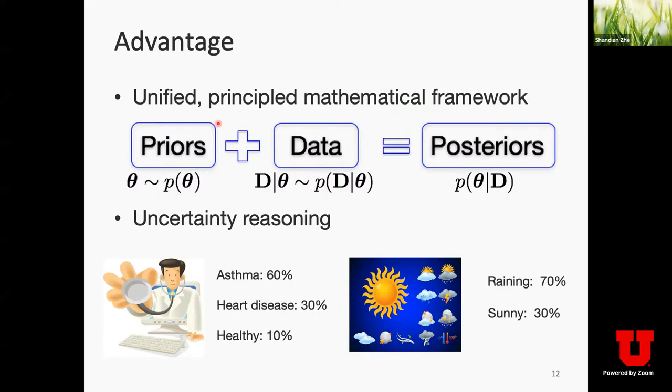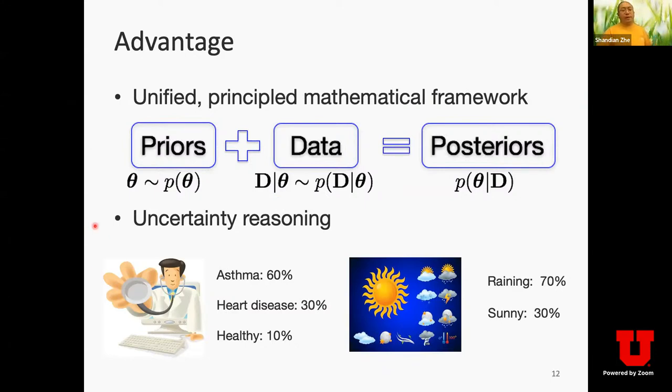Your goal is to compute the posterior distribution. Of course, the posterior distribution is very difficult to compute, and you need to work with many different types of approximation methods. But all those steps are unified in the same framework, and you don't need to invent any heuristics or any new stuff.